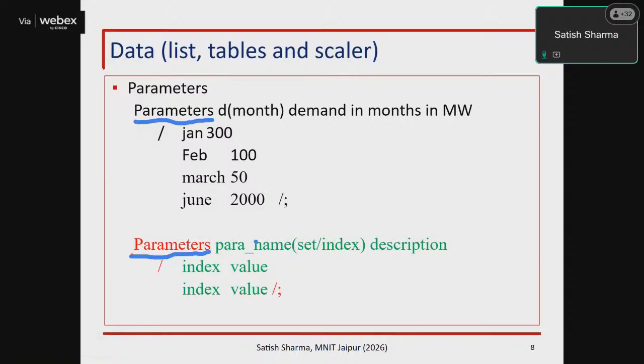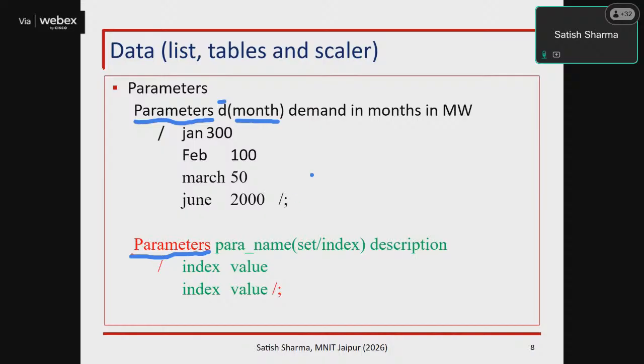Then the parameter name. An array is always indexed, like in MATLAB as well. If we have an array, let's say B, then B1, B2, B3, B4 are the indices. Here the good thing is that the indices need not be 1, 2, 3. They can be something else. So the second part is the parameter name. The parameter name is D, and the index I gave is month, which I defined earlier.